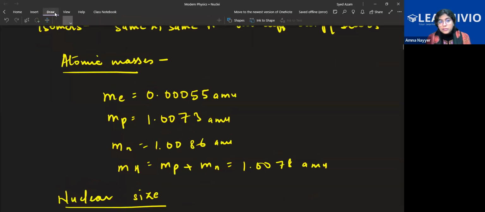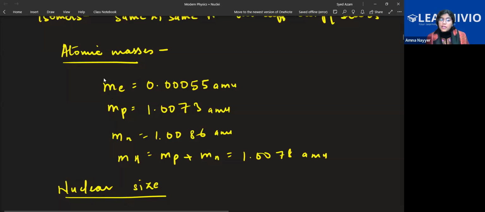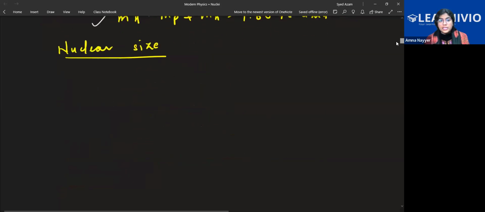Coming to the atomic masses. Now, one thing, Mariam, it's a suggestion that you remember the mass of electron, the mass of proton, and the mass of neutron, because it might not be mentioned to you. In some questions it is mentioned, the question that I'll be showing you, but in most questions it is not mentioned. So this is the mass of the hydrogen atom, 1.0078. So mass of the electron, proton, and the nucleus. It's better if you can remember these values.